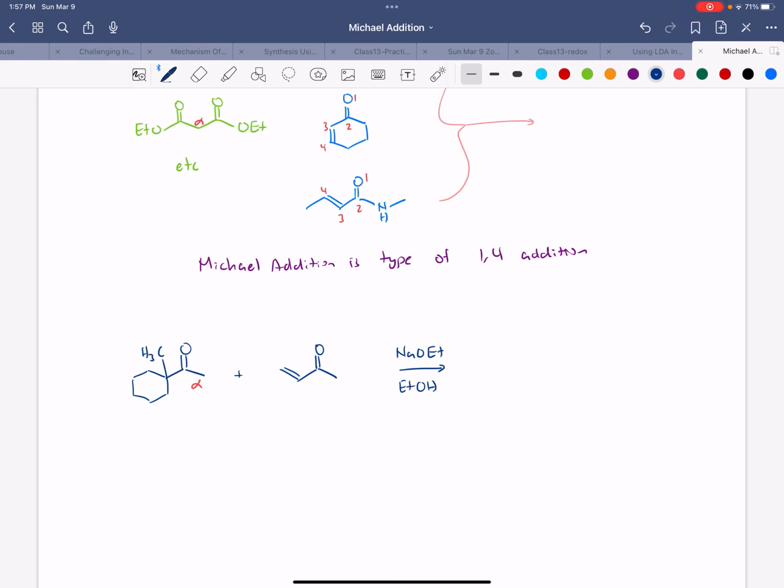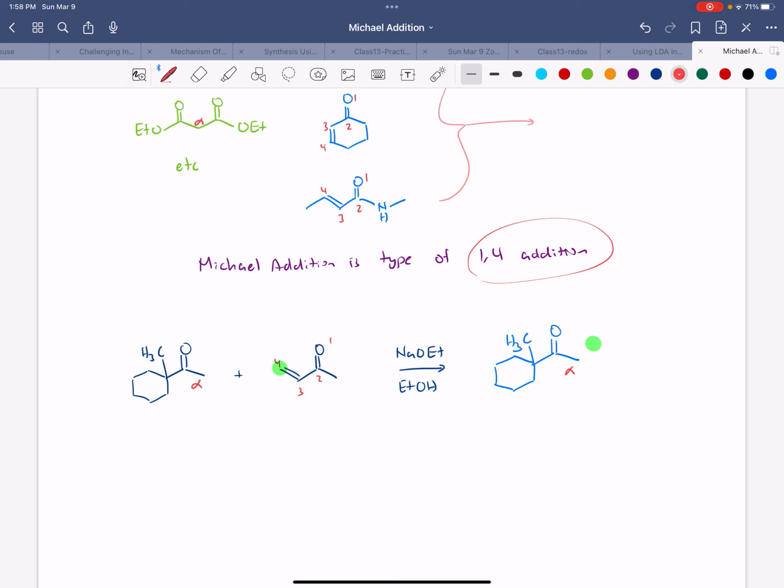Okay, so here's the deal. Your numbering was this: 1, 2, 3, 4. I told you that Michael is the type of 1,4 addition. So you're going to draw the attacker as is, and you're going to make the new bond between the alpha and not the carbonyl carbon. Remember how I used to put a dot here? Well, not this time. The dot is going to go here. So that 4 position is right here.